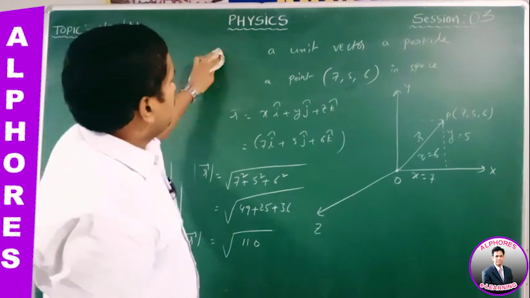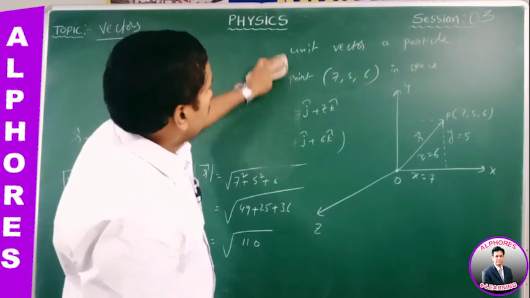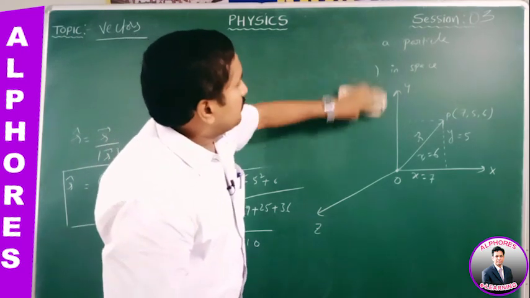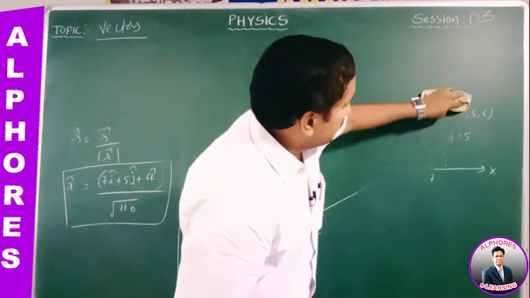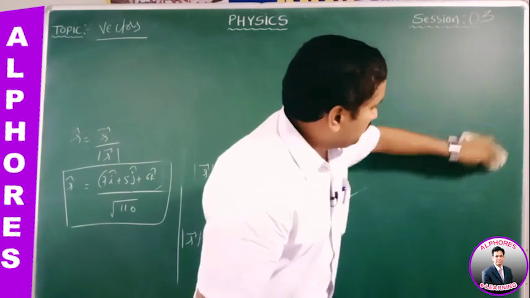In the same way, yesterday I explained the displacement vector also. So what is meant by displacement vector? Suppose a particle is given in space, and that particle is moving from one point to another point.